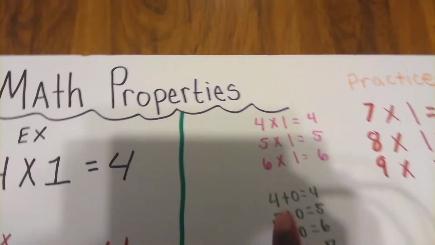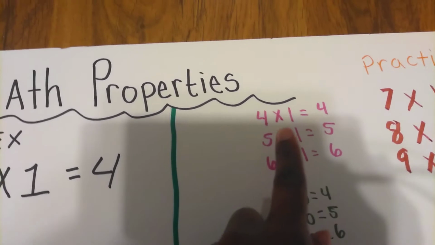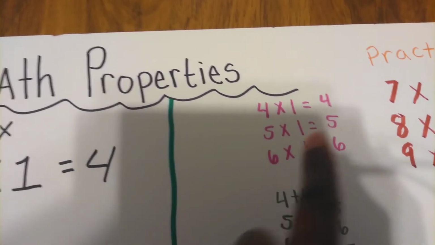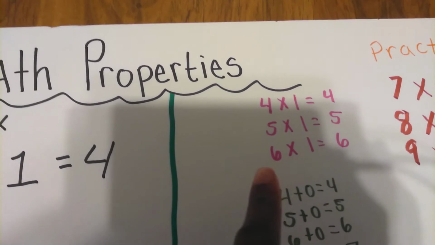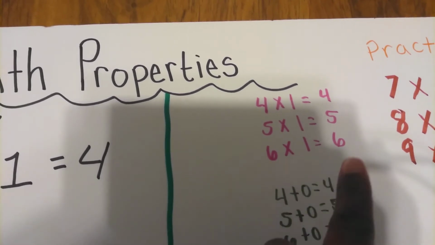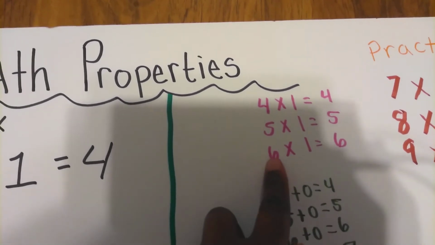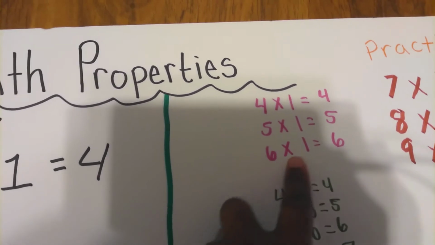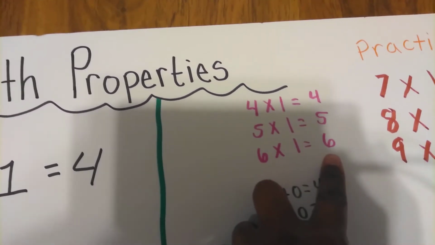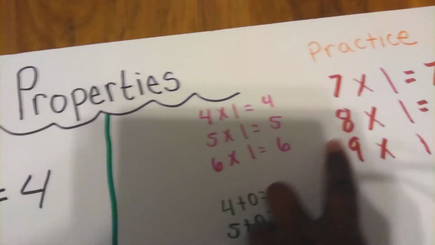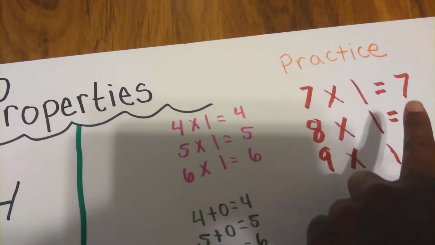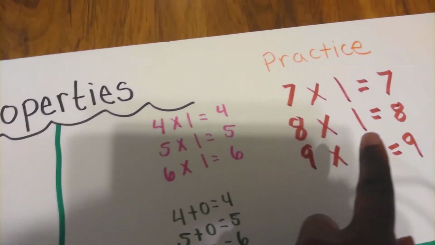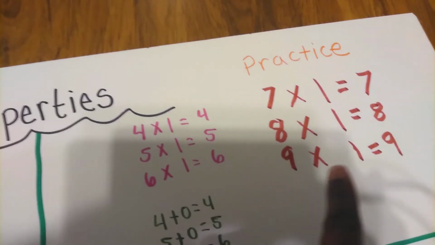Here's a little example here. 4 times 1 equals 4. 5 times 1 equals 5. 6 times 1 equals 6. Each number multiplied by 1 keeps its identity. Here's a little practice. 7 times 1 equals 7. 8 times 1 equals 8. And 9 times 1 equals 9.